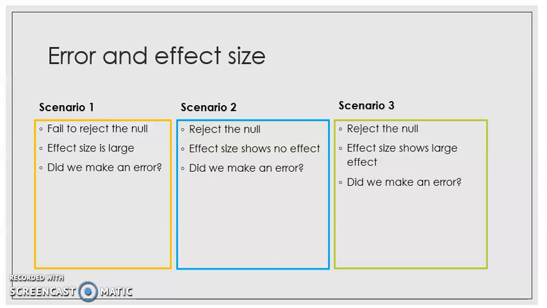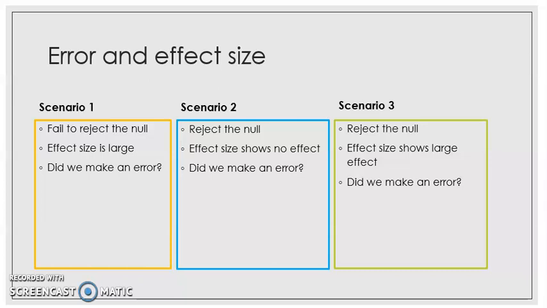So in scenario 1, I've decided I failed to reject the null. I was not in my critical region. I was in that middle area. I failed to reject the null. I had no differences, no effect. However, when I calculated effect size, like Cohen's d, I calculated a large effect. So here I'm saying there's a large effect, but yet my hypothesis testing is telling me I failed to reject the null. So there is a mismatch. I did make an error. What error did I make? We'll discuss that in a minute.